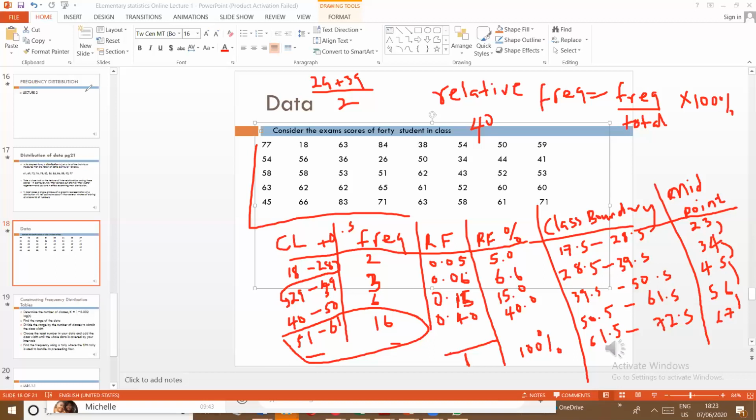Any question? Good. But we'll go through the notes so that we will get more. Yes, so just go through the notes. There are more examples in the notes. So go through the notes.